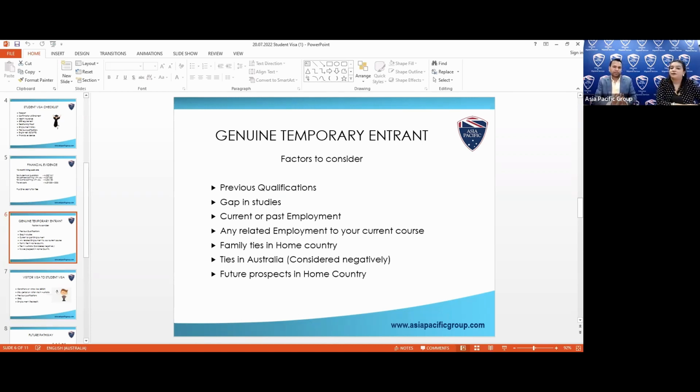So by far, the GTE criteria, genuine temporary entrant, or in other words, a genuine student, is the most important criteria. Most of the visa applications are refused based on GTE requirements, because it's not a requirement which we can fulfill by providing a document.